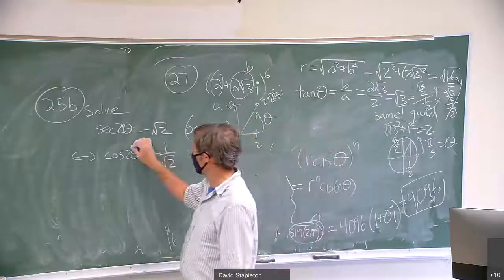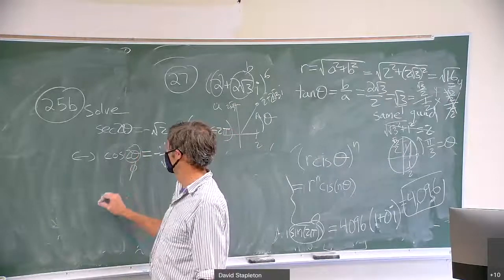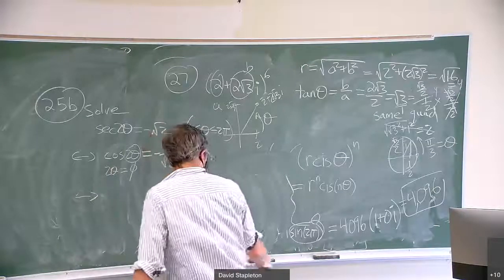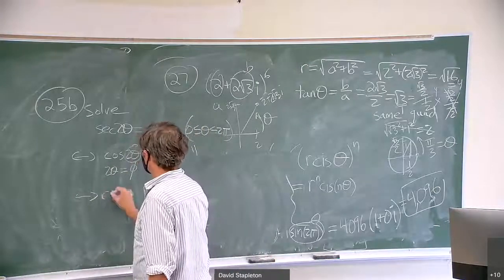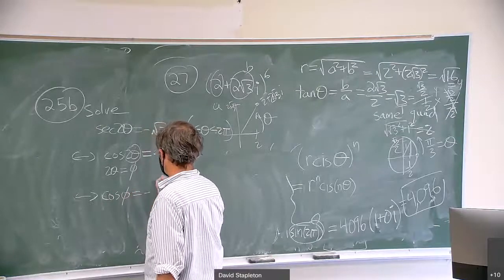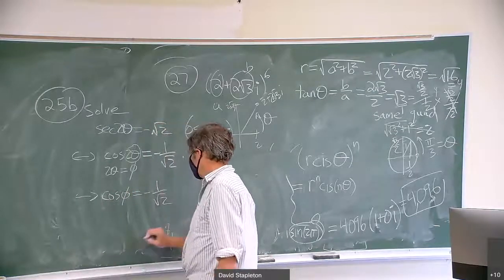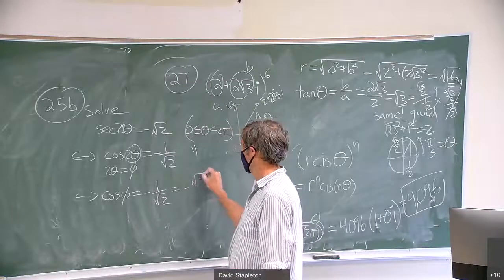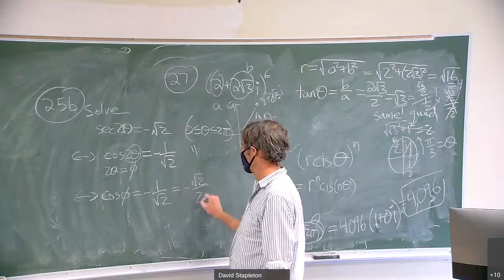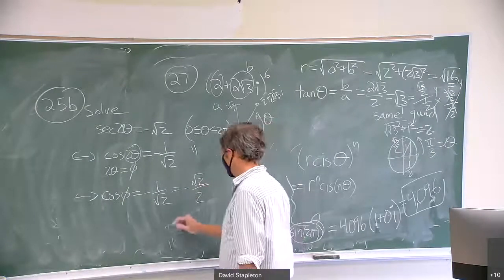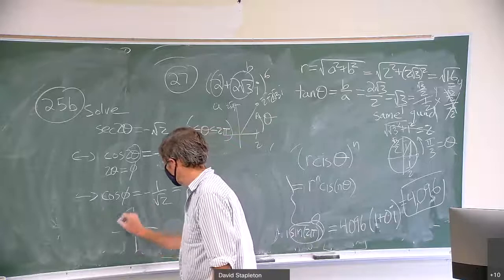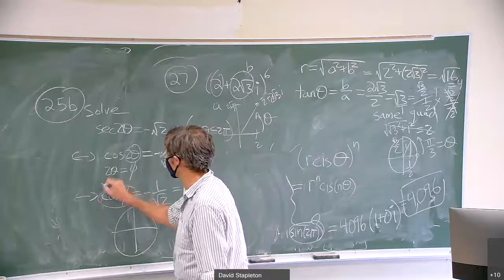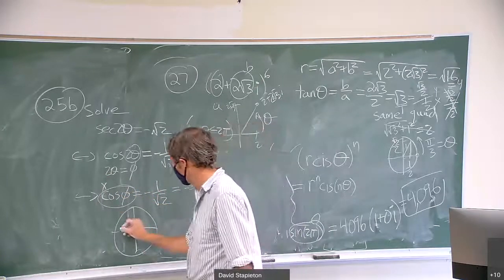I call this one, whatever my favorite letter is, phi equals 2 theta. And I say, I want to solve cosine phi equals minus 1 over square root of 2. This can also be written, by multiplying top and bottom by square root of 2, as minus square root of 2 over 2. Boy, that looks familiar, doesn't it? So I go to the unit circle to solve for phi. What angle has cosine, the x coordinate on the unit circle, equal to minus square root of 2 over 2? It's right here, right?